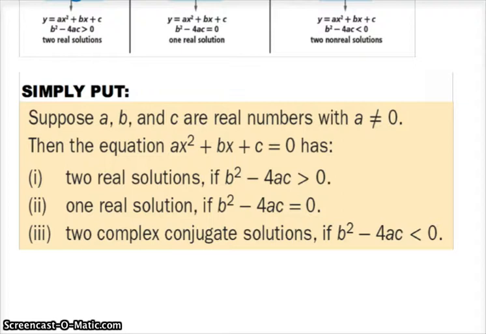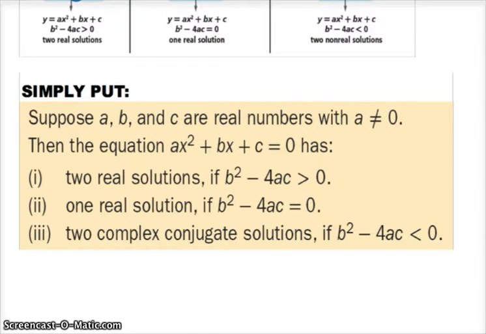So, in summary, the discriminant tells us the number of solutions a quadratic has. If I get a positive number, there are two real solutions. If I get 0, there is one real solution. And if I get a negative number, there are two complex conjugate solutions, or no real solutions.